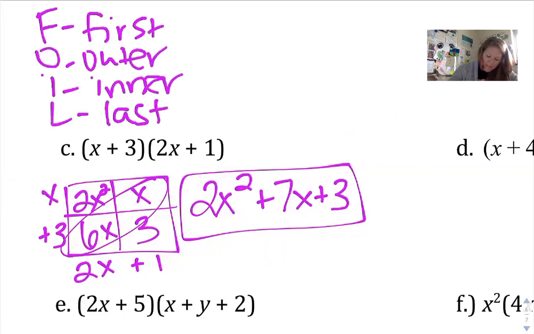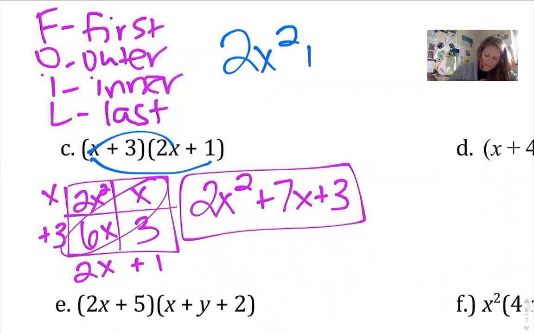We're going to do x times 2x, which is 2x squared. So that's the first two pieces. O stands for outer, so we're going to take x times 1, which is 1x, or x. The inner are the two inside pieces, so that's 3 times 2x, which is 6x. And then L stands for last, which is multiplying the last two pieces together, which is 3 times 1, which is 3.